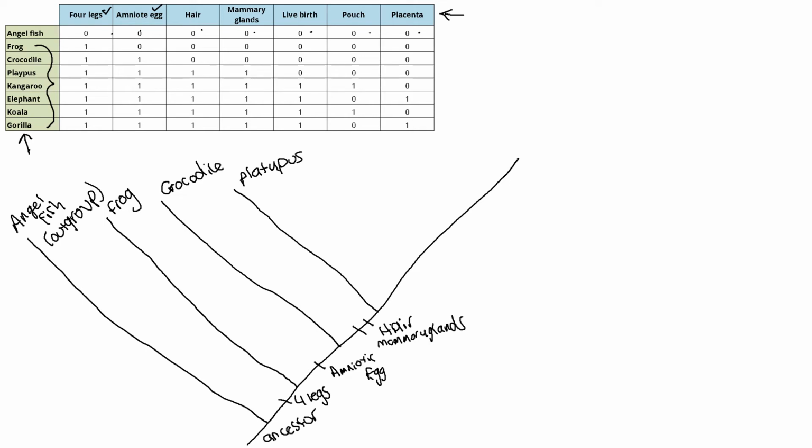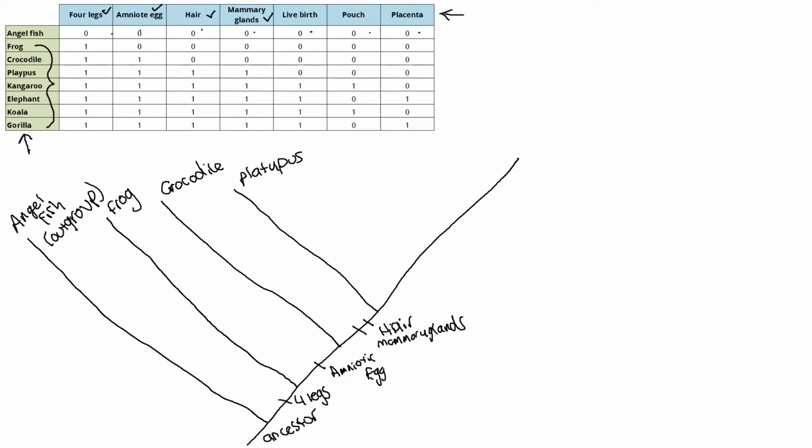So we have 2 things that everything after this along the lineage of the tree has. So hair and mammary glands came together based on this data right here. So we've got the hair and we have the mammary glands on there. So let's look at what's next.